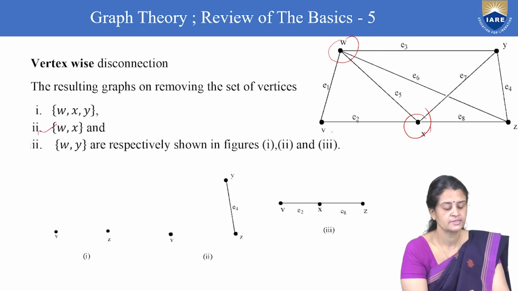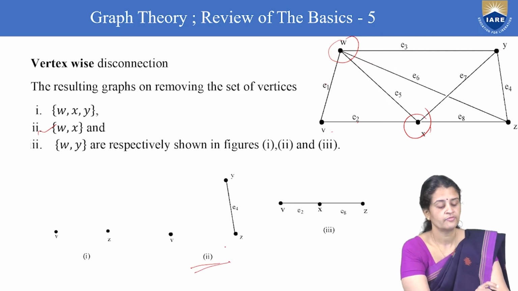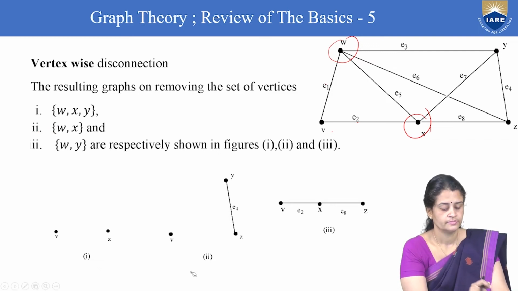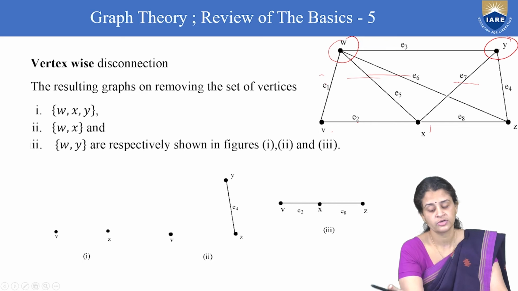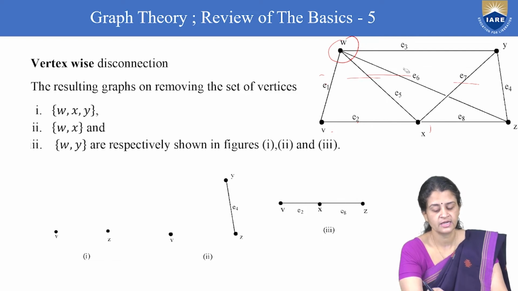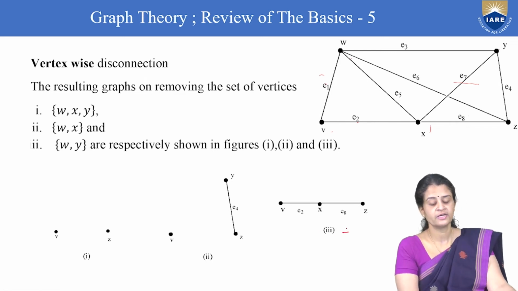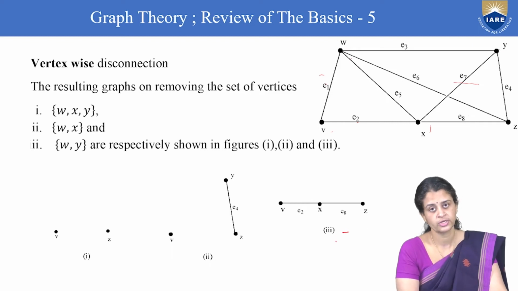Okay, that is the second case of this graph. And the third one, W and Y are removed. When W and Y are removed, these edges will also be deleted. What will we be left with? We will be left with vertices V, X and Z, and the edges incident on these three vertices, E2 and E8, will be left. And that is the case of this one. When W and Y are removed, it is shown here.